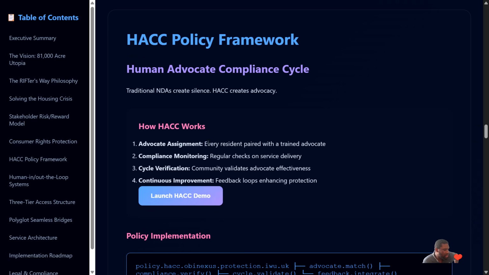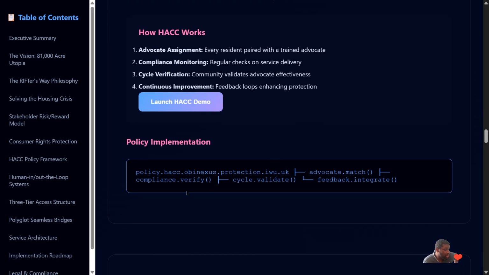This is just one scheme I had. So this is just the advocacy alignments. Every resident is covered with a training advocate. Regulations to service delivery. This one policy is enforceable based on a system. But I'll come back to that.